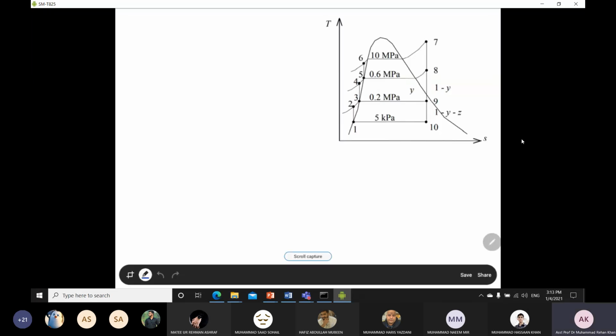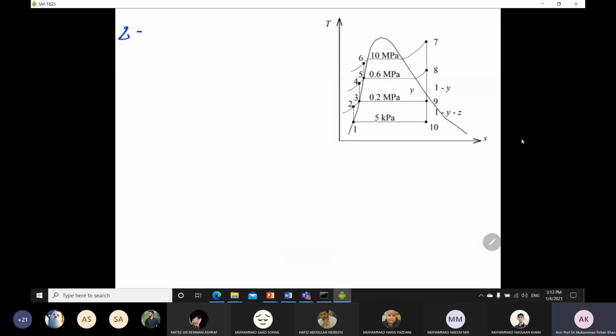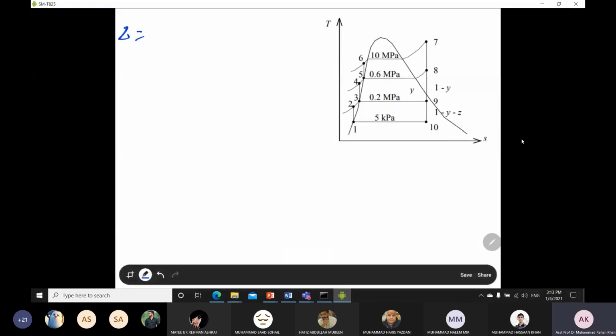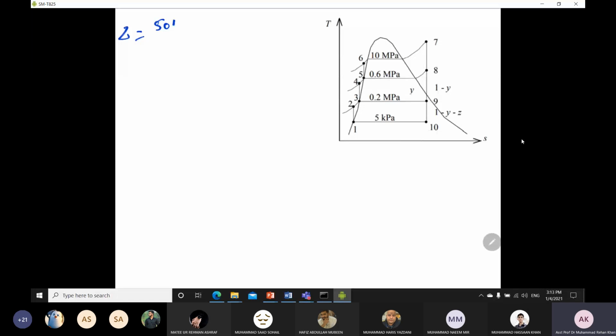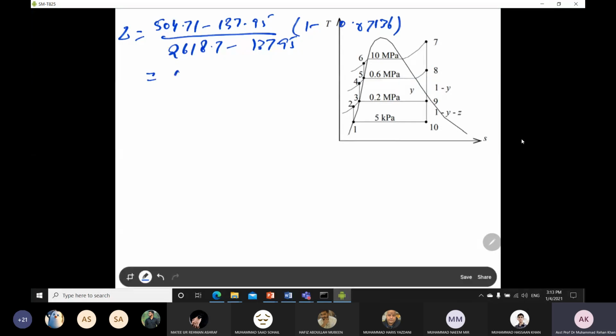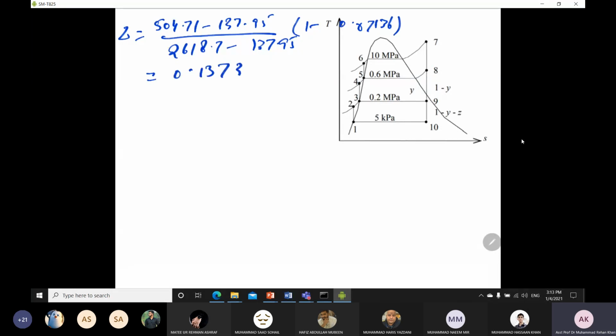Okay, so for the Z part, we just have to apply (504.71 minus 137.95) over (2618.7 minus 137.95) into (1 minus your Y part, which is 0.07136). You already found that in the previous step. So 0.1373 is your Z. Okay, so now both of these fractions are known to you.